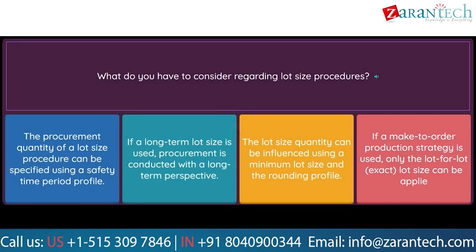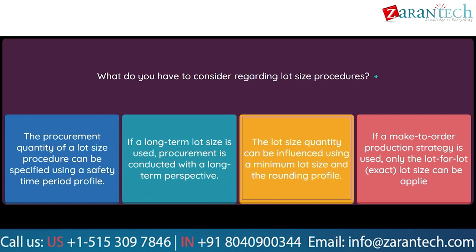Question: what do you have to consider regarding lot size procedures? Option 1, the procurement quantity of a lot size procedure can be specified using a safety time period profile. Option 2, if a long-term lot size is used, procurement is conducted with a long-term perspective. Option 3, the lot size quantity can be influenced using a minimum lot size and the rounding profile. Option 4, if a make-to-order production strategy is used, only the lot-for-lot, exact lot size can be applied.